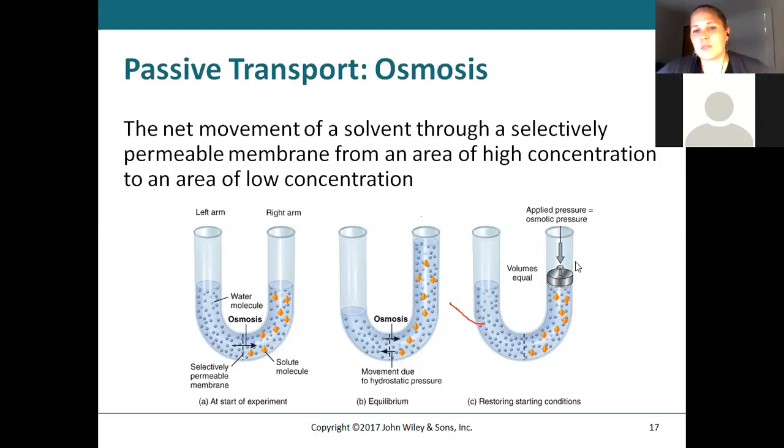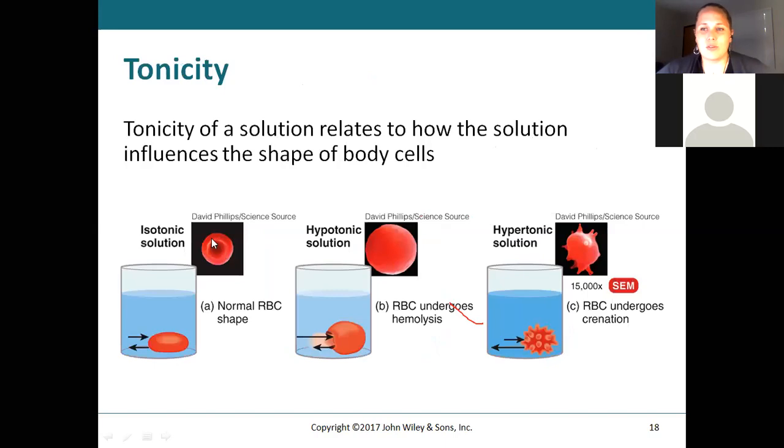So we create this pressure within cells, that plasma membrane, and that applied pressure essentially gives the cell osmotic pressure and essentially dictates the shape of the cell. So tonicity is how a solution creates the shape of cells. So in an isotonic solution, there are the same number of molecules essentially inside and outside the cell, or ions, or what have you. So there's an equal exchange of fluid inside and outside the cell, and the cell is this nice happy shape. We're looking at red blood cells here.